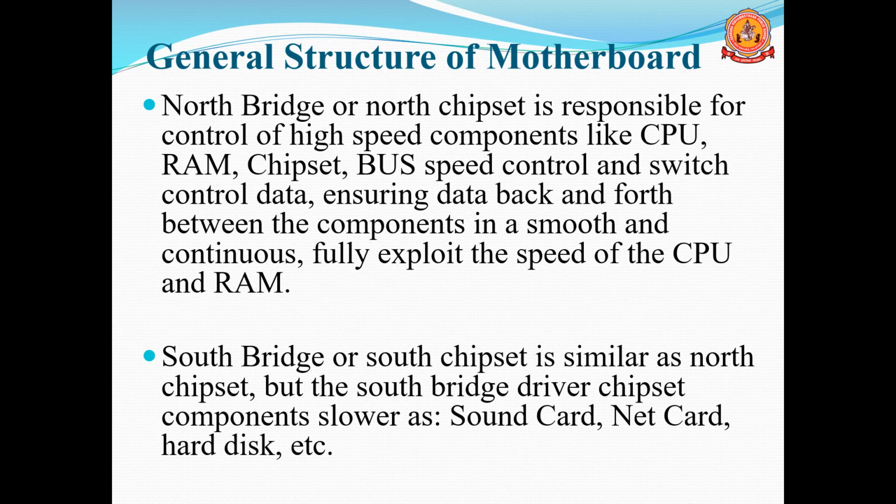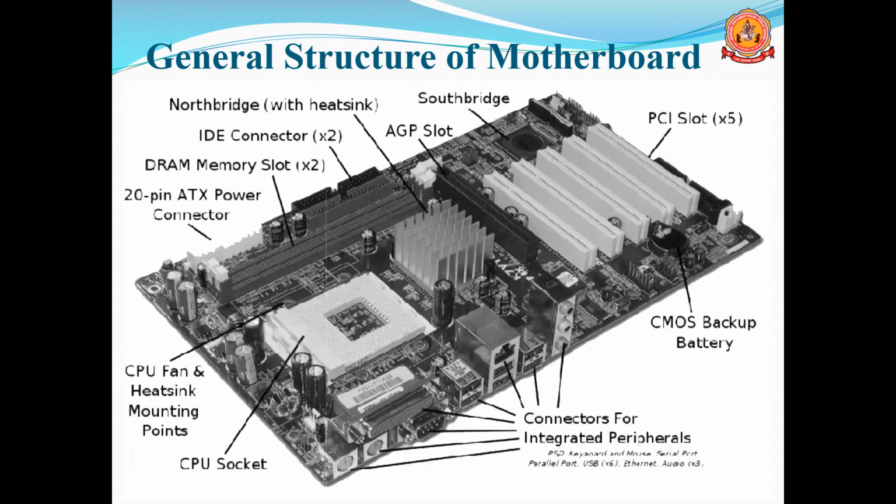North bridge is connected to high speed components. The south bridge is connected to the low speed components compared to the north bridge. So that is the difference between the north bridge and the south bridge.